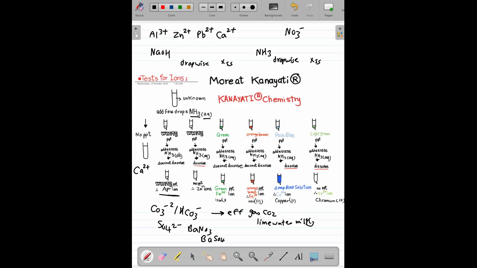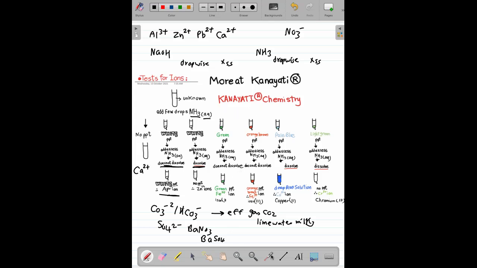It makes a white precipitate with both of them. It dissolves in the case of zinc in excess, and does not dissolve in excess of ammonia solution for aluminum, and does not form a white precipitate at all with calcium. The colors with ammonia solution are the same as with the sodium hydroxide solution previously.